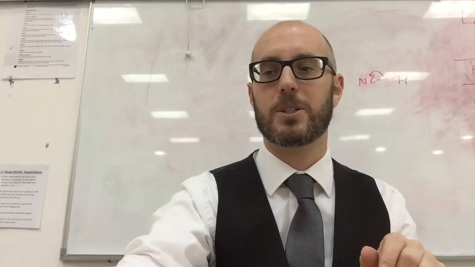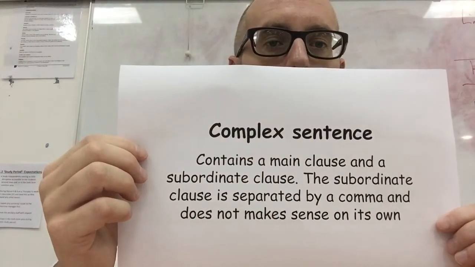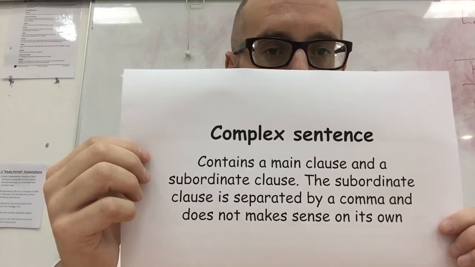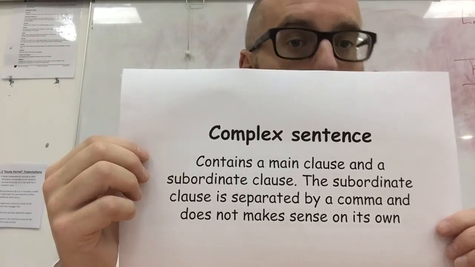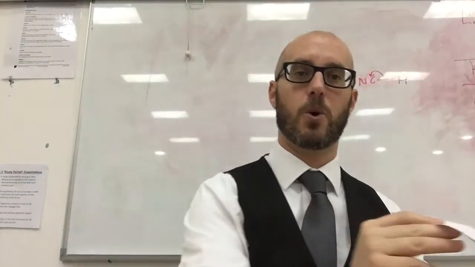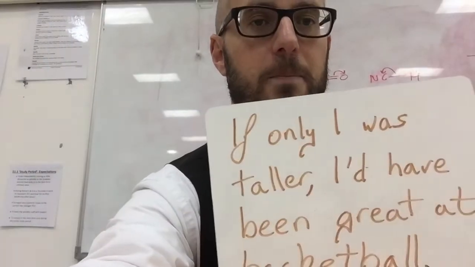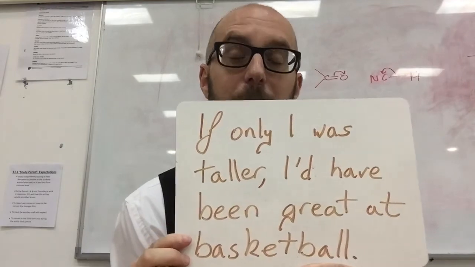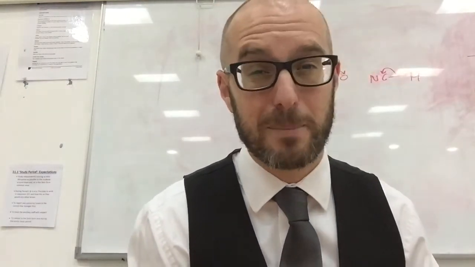Okay, so let me just do this. Show you it again in writing so you can reread it. Complex sentence. It contains a main clause and a subordinate clause. Okay, the subordinate clause is separated by a comma and does not make sense on its own. Okay, so here's mine. Oh, hello everybody, you disappeared again. If only I was taller, I'd have been great at basketball. That's true. I would have been amazing at basketball, but I'm too small.